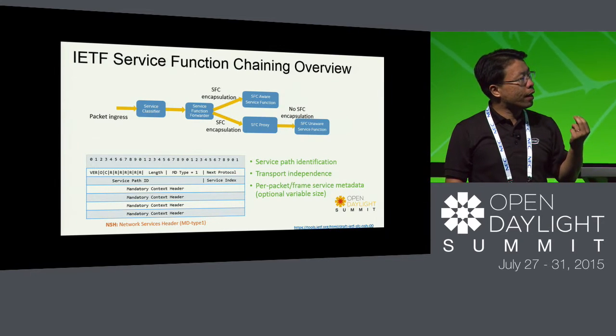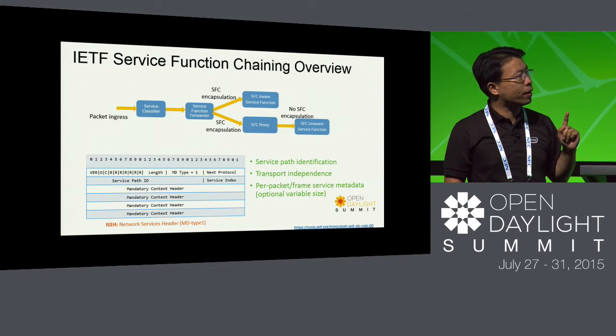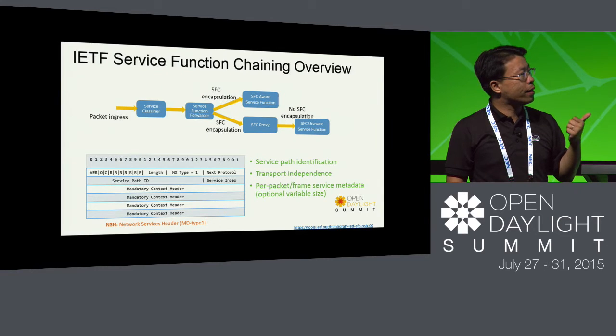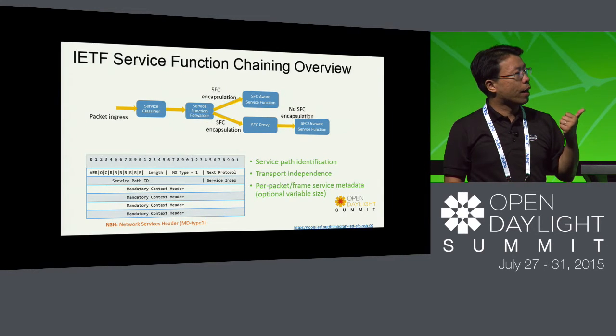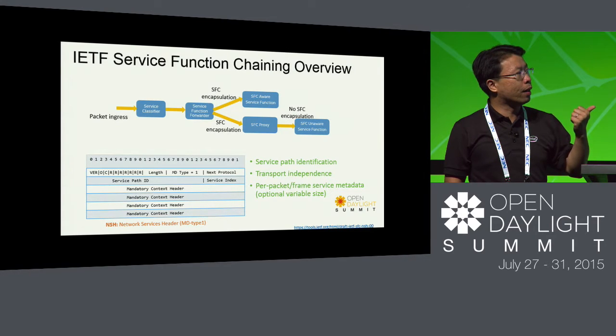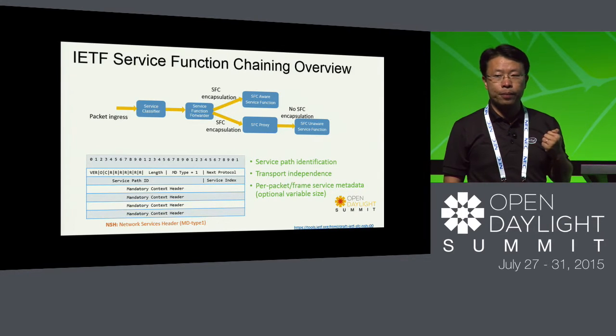So for the SFC unaware service function, you need to have a service function chain proxy that sits between the service function chain forwarder and the service function chain unaware service functions. Basically, the service function proxy manipulates the NSH header on behalf of the SFC unaware service functions. Okay.